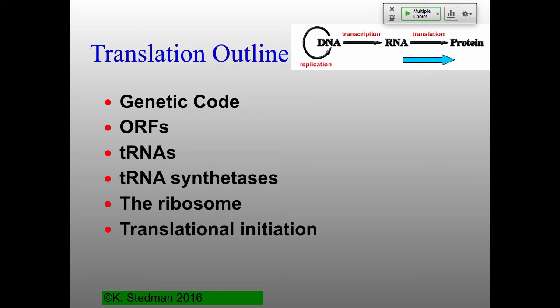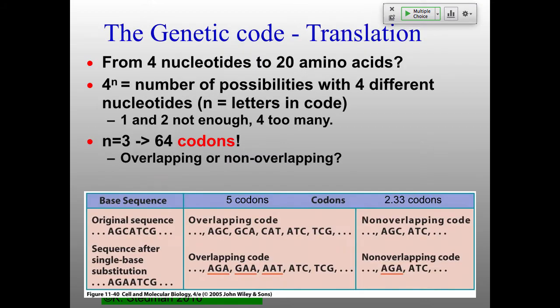And so that's that real process. How do you do the translation? You have convenient translators, who are these tRNAs. T is not for translation, though. It's for transfer RNAs. And then how the transfer RNAs get the right amino acid on them has to do with tRNA synthetases. And then the big guy, the ribosome, which does all of this job here. So let's start out talking about the genetic code.